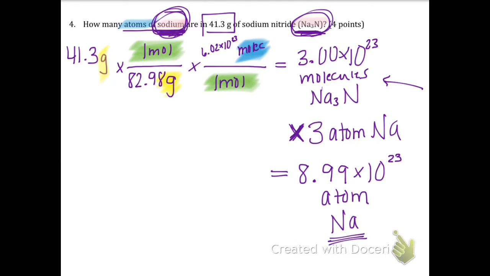Okay, so make sure you understand that when you're going from a compound to an element, you have 1 extra step here.